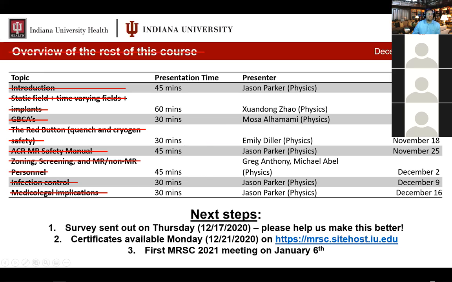We are planning to have certificates available for you to save and print on the 21st. That'll be on our website, mrse.sitehost.iu.edu. You'll be able to go there, search for your email address, and then print a PDF of your certificate showing that you successfully completed all modules and have been labeled now an MRSO, MRMD, or MRSE by IU Health.